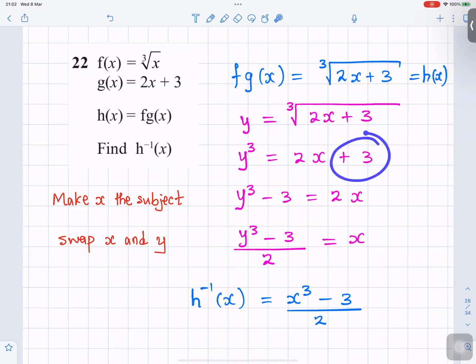Now we want to remove plus 3. Plus 3 goes to the left, becomes minus 3. After that, I want to remove times 2. Times 2 goes to the left, it becomes divided by 2. So we got x on its own. Now we can swap x and y. So you now have y equals x cubed minus 3, over 2. And that y now is our h inverse of x.